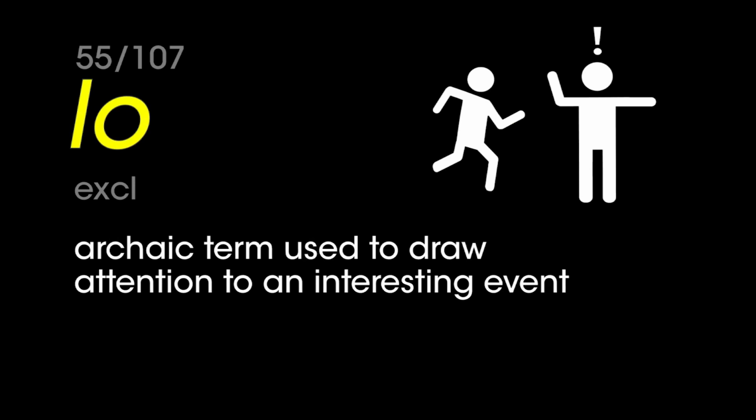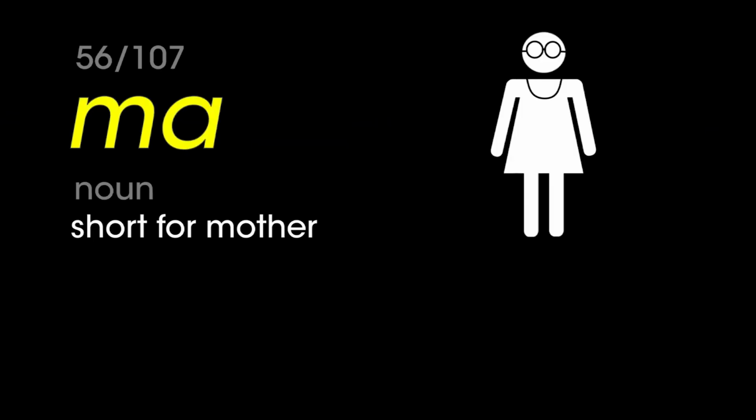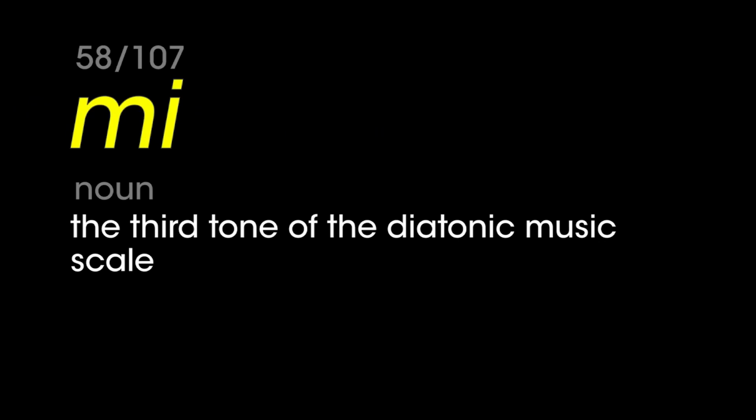Lo, archaic term used to draw attention to an interesting event. That must be, yeah, I guess, must be pretty archaic. I've never heard of it. Ma, short for mother, okay. Me, referring to the speaker. Me again? It's also me? Yeah, it's me. It's the third note of the diatonic music scale.